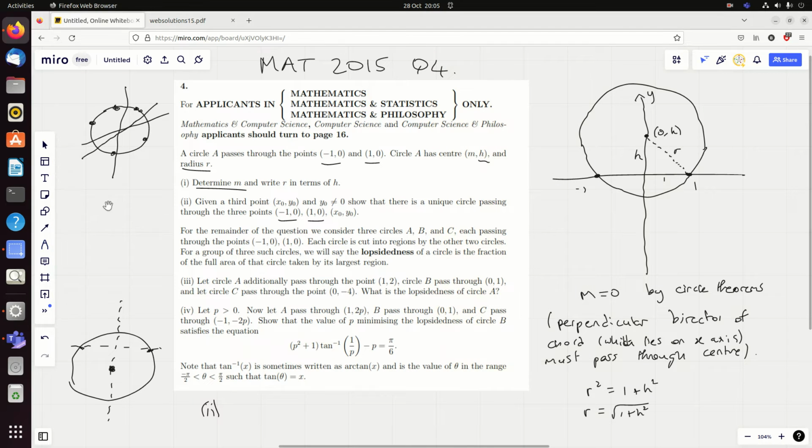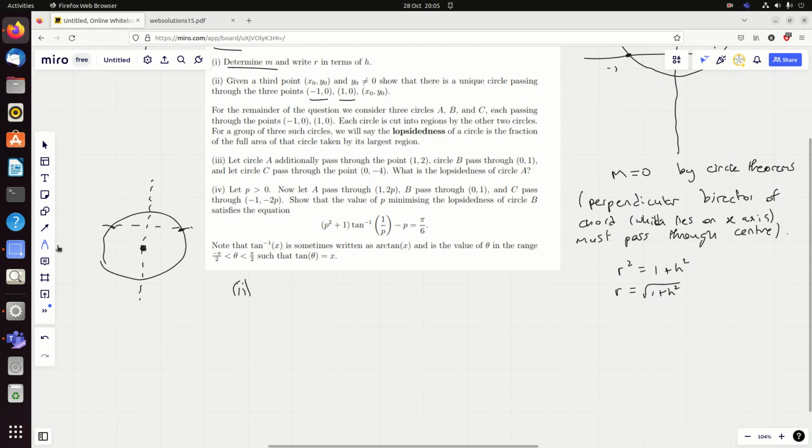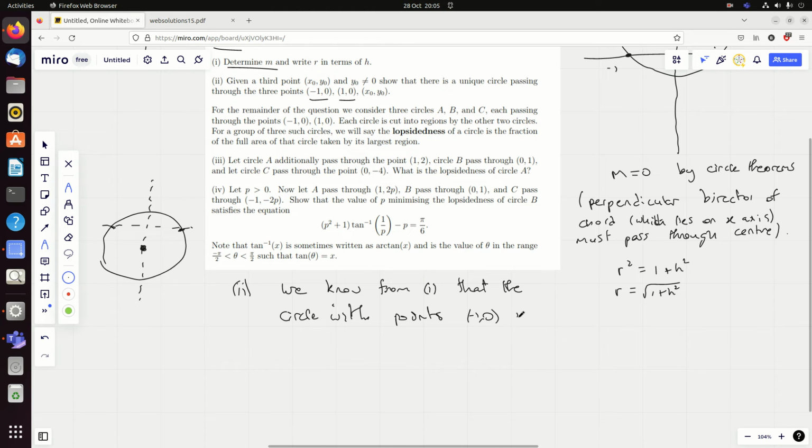So how can we prove this algebraically? Well, we know from part one that the circle with points minus 1, 0 and 1, 0 has equation, try and explain what you're doing. I don't think I've been very good at that on my videos. I actually write a fair bit more down on my answers to these questions.